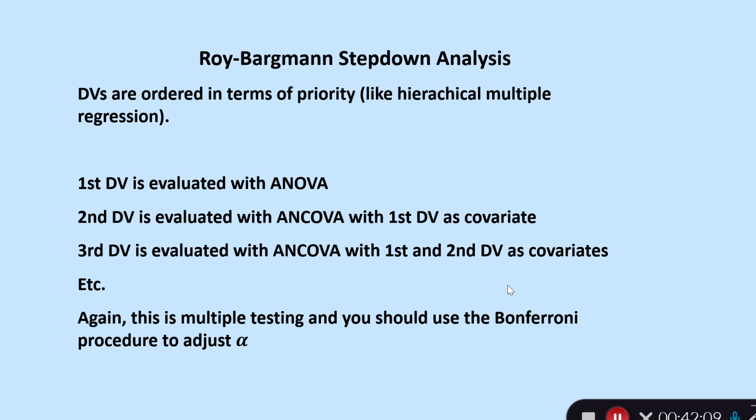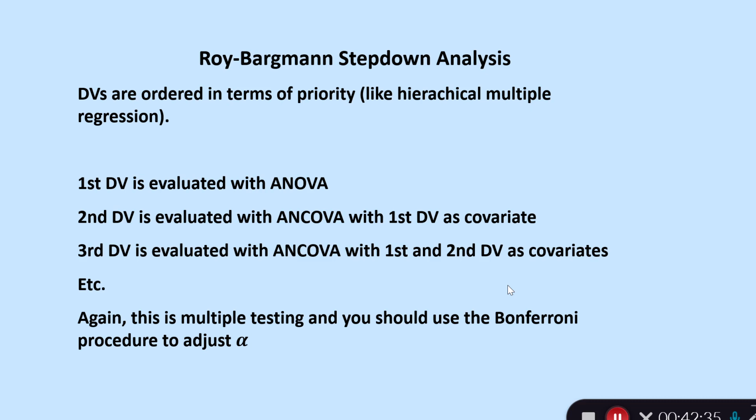Okay, and then the third step would be, if we had 3 DVs for example, to take our third DV and evaluate that using ANCOVA, analysis of covariance, with the first and second DVs, the higher priority DVs based on theory, as covariates.